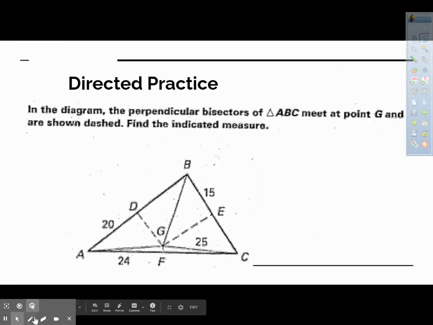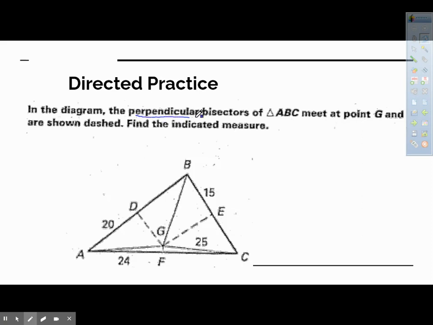Okay, so let's try this one. It says in the diagram, the perpendicular bisectors of triangle ABC meet at point G and are shown dashed. Find the indicated measure. There's a couple of these on your paper that you have to find, and we're going to find each of those. The first thing I would do is mark anything that I know is going to be congruent.